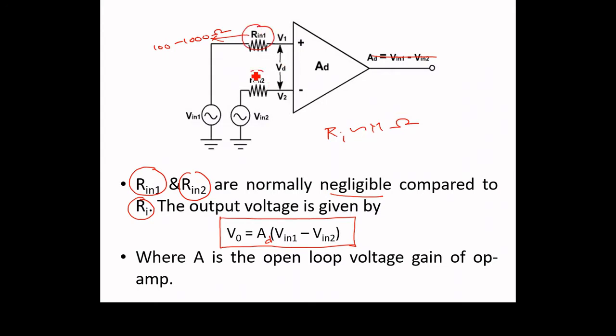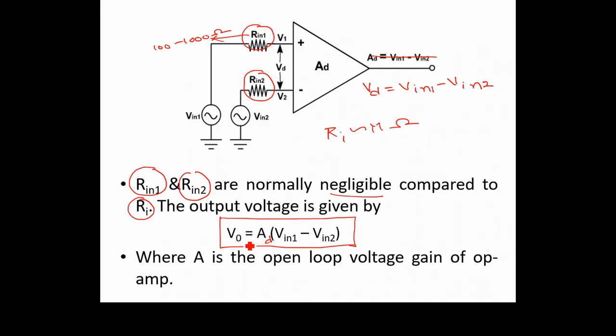So there is almost negligible voltage drop. Whatever input voltage that we are applying, we can take VD simply as V in 1 minus V in 2. We can neglect the drop across these two resistances because they are negligible when compared to the input resistance of the op amp. So VD, the differential voltage at the input terminals of the op amp, is simply V in 1 minus V in 2. We can neglect the drop. VD is simply nothing but V in 1 minus V in 2.